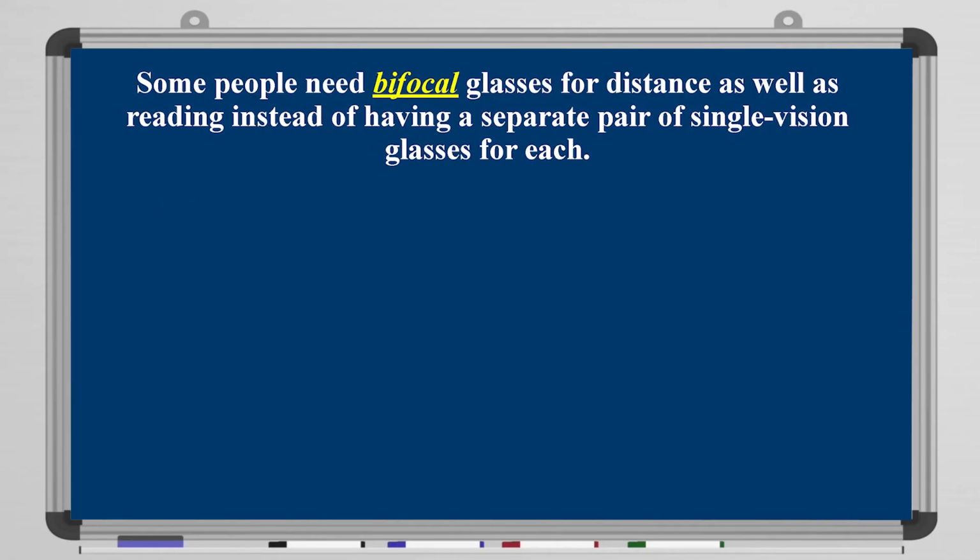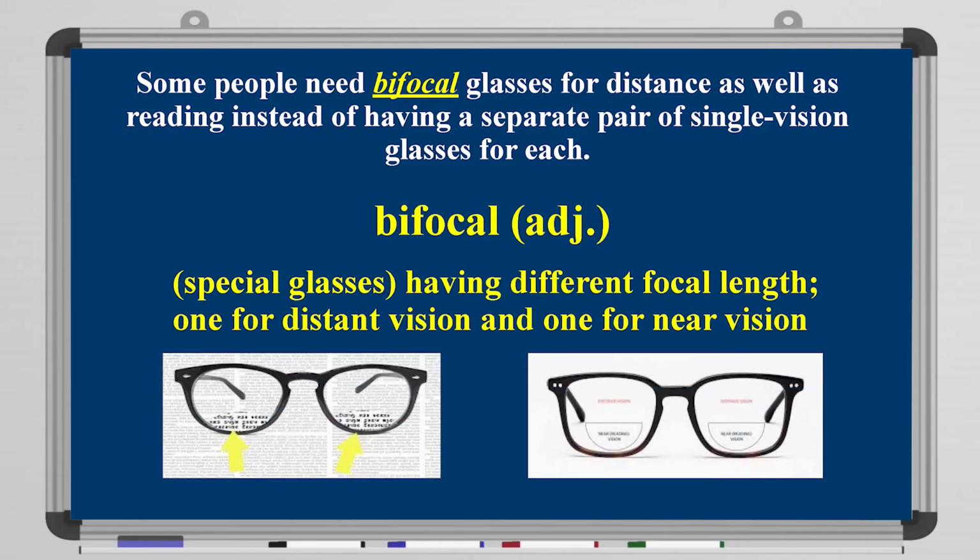Some people need bifocal glasses for distance as well as reading instead of having a separate pair of single vision glasses for each. The underlined word is, like you guessed it, a new vocabulary item. What does bifocal mean? It means having different focal length, one for distant vision and one for near vision. Something to see from afar or something to read up close.